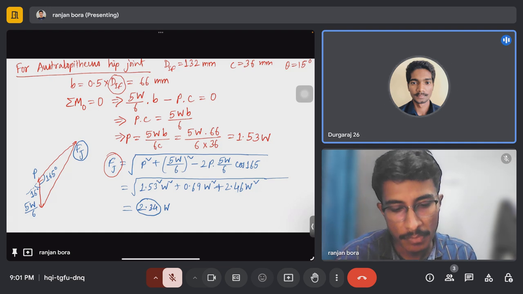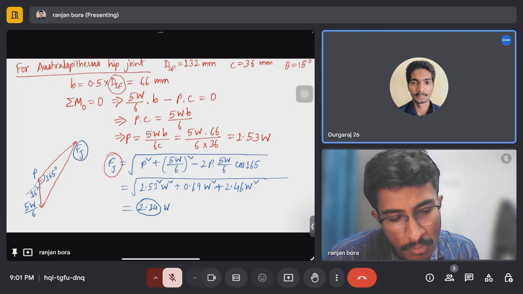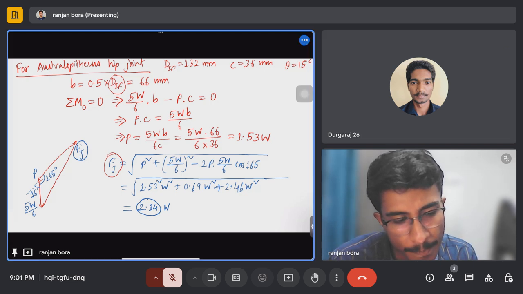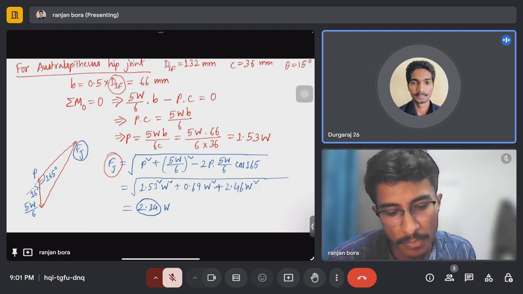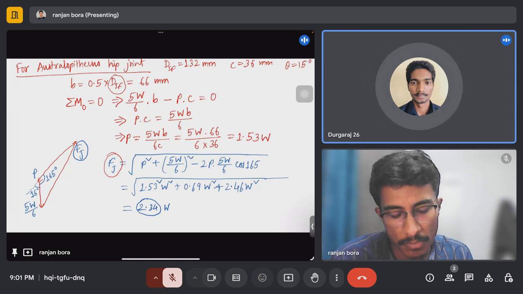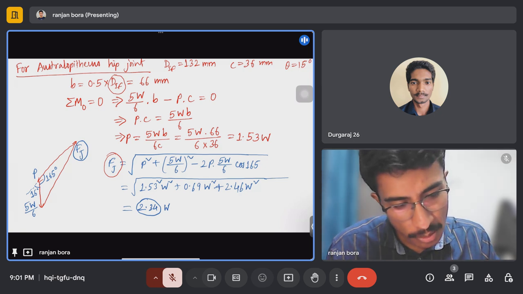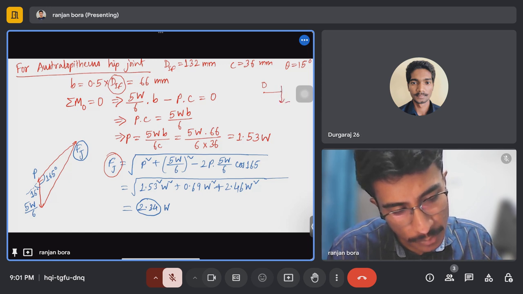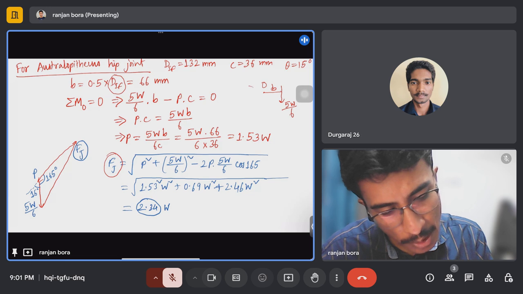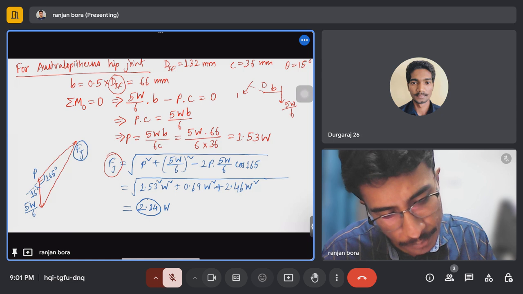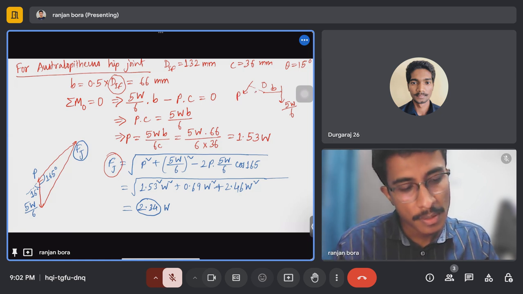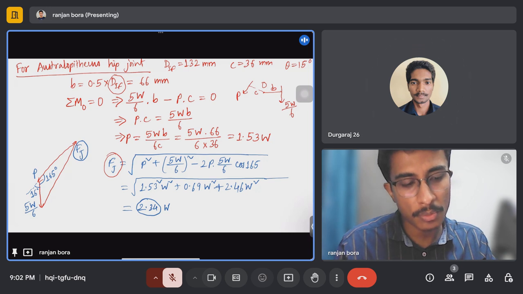Why 5W by 6 into B? The first step, summation of M0 is equal to 0. Then it's mentioned 5W by 6 into P. That diagram I didn't draw. Like there is point O and there is one force which is acting 5W by 6 here, and there is one force which is acting here, P, and this distance is C. I am taking a moment about point O.